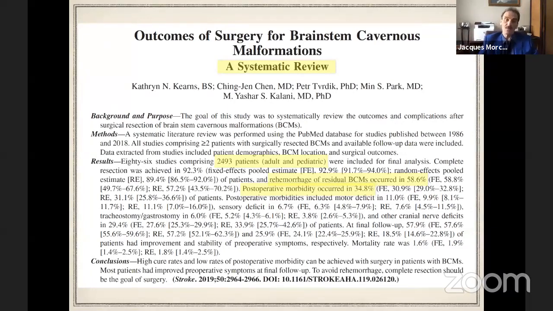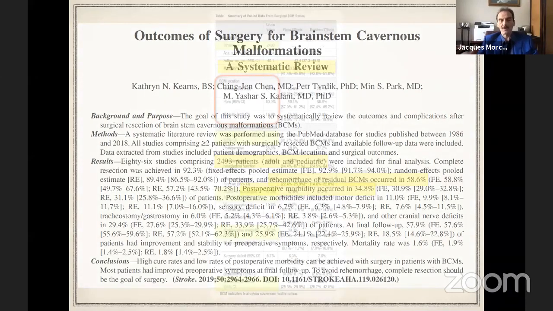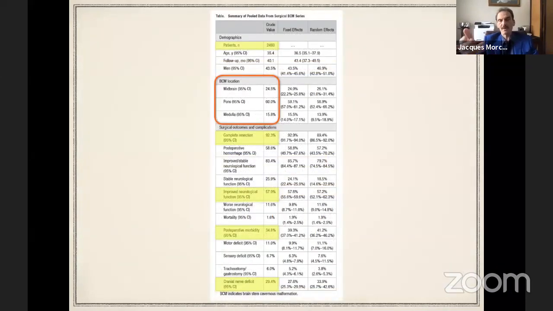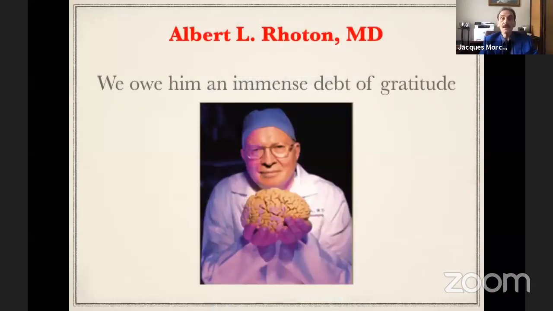When Yashar Kalani and colleagues did a systematic review not too long ago, from about 2,500 patients published, it's kind of similar results. 50% of the time, patients will improve, but you get morbidity post-operatively in a third of the patients, cranial nerve deficit in about 30% of the patients. But attention to detail and patient selection is very important.